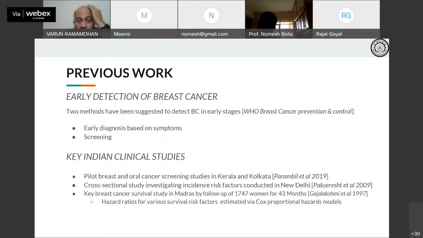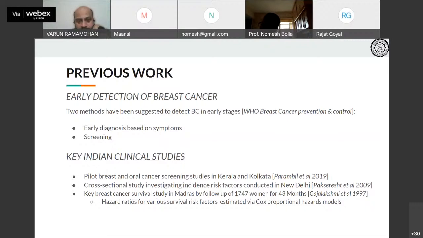So one has to evaluate the optimal screening interval based on this trade-off between how often you should screen. The more often you screen, of course, the better it is. And the other question is, of course, what is the economic impact of screening very often, right? So we have to find that optimal screening interval.